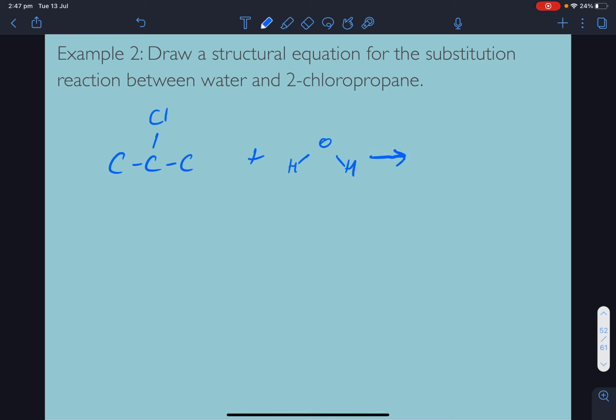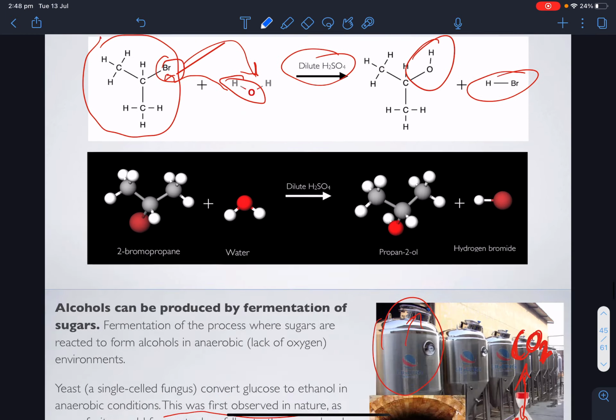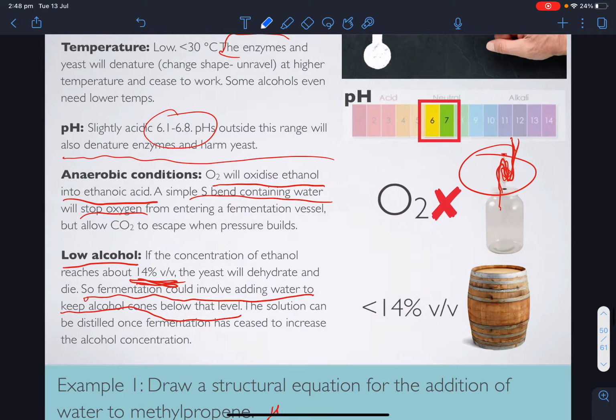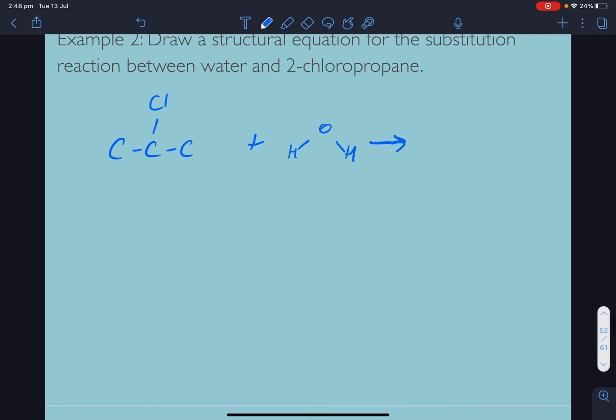Let me just check. Oh no, we did need a catalyst to go that way, didn't we? We did need the same catalyst, dilute H2SO4. You don't need a catalyst to go the other way though. That's right. So we need dilute H2SO4. And so we're going to keep our backbone, and instead of the chlorine, we're going to have an OH. And we're going to have HCl left over.